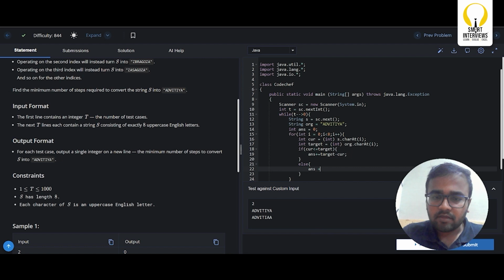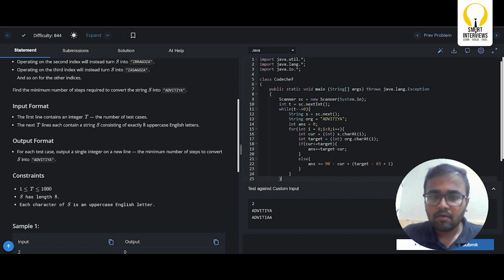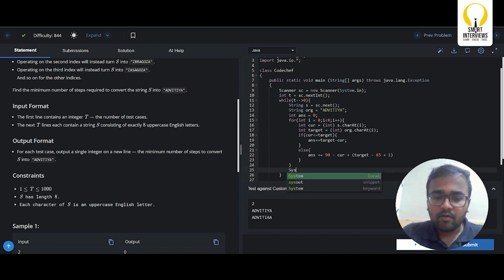So for that, let us take the number of characters between the current character and Z. For that, you will take the ASCII value of Z minus the ASCII value of the current character plus the number of characters from A to that particular character including A. So for that, you can simply take the target minus ASCII value of A, which is 65, plus 1. And finally, you will print the answer.